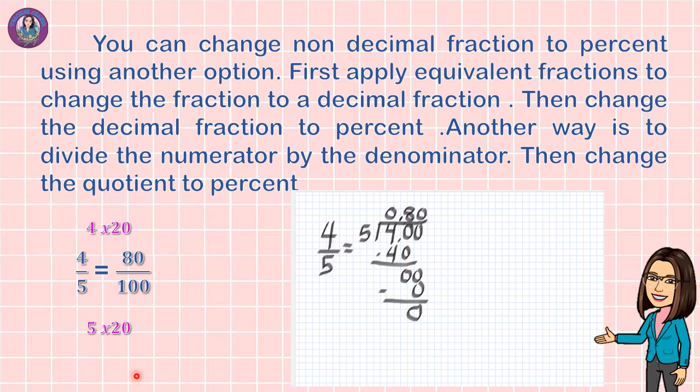Now, to change this decimal form into percent, we will move 2 decimal places going to the right. Then we have 80. Moving 2 decimal places going to the right means multiplying it by 100. Then add the percent symbol. Now what is 4/5 in percent form? We have 80%.